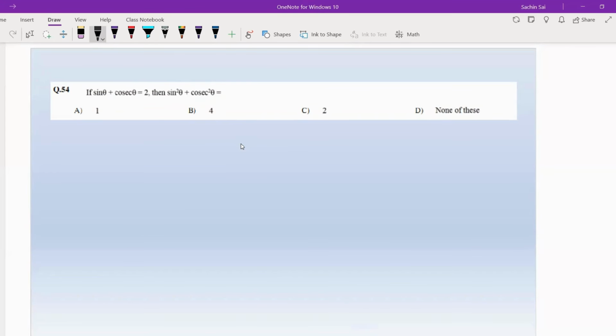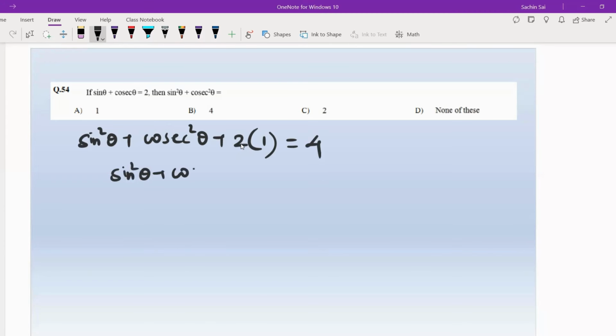Question 54, sine theta plus cosecant theta is 2. Then what is sine square theta plus cosecant square theta? So in this particular question, you can just square on both sides. If you square on both sides, you get sine square theta plus cosecant square theta plus 2 times sine theta into cosecant theta, which is 1. So this is 4, which means you will get sine square theta plus cosecant square theta equals 2.